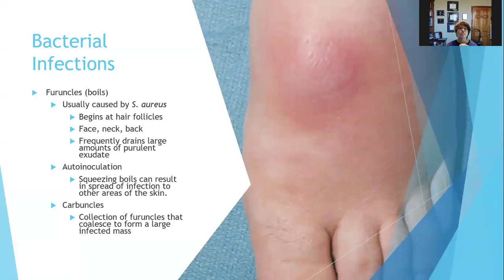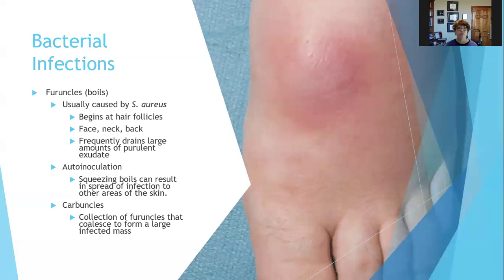Also known as boils, usually caused by Staphylococcus aureus at the hair follicles. They're often seen on the face, neck, or back, and they frequently drain large amounts of purulent exudate. So remember, purulent exudate is a huge indicator of infection. If you have serous exudate, it's probably not infected. But purulent exudate, you know that there's a bacterial infection. The other problem with boils, besides the exudate, is they can auto-inoculate. So if it gets squeezed, it can result in spreading the infection to other areas of the skin.